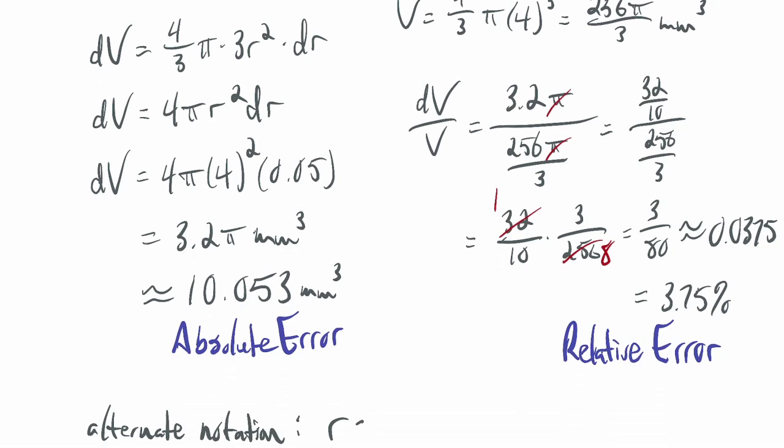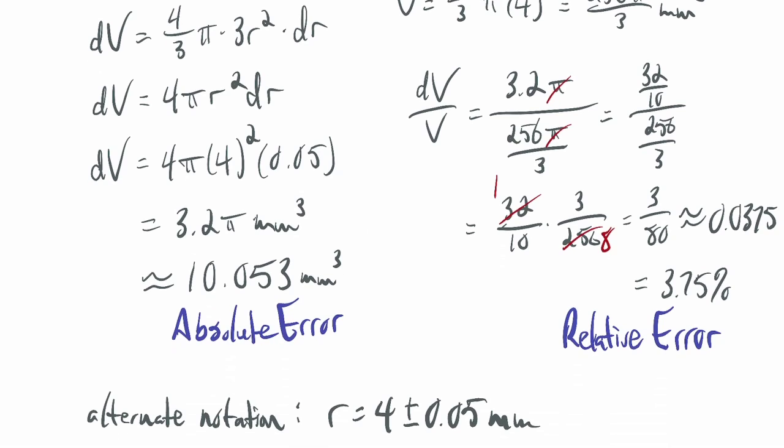You might see R equals 4 plus minus 0.05 millimeters. So that's basically saying that dr is 0.05. And you don't know if it's plus or minus. The error is up to 0.05, but you don't know if it's over or under. So that's why there's a plus minus.